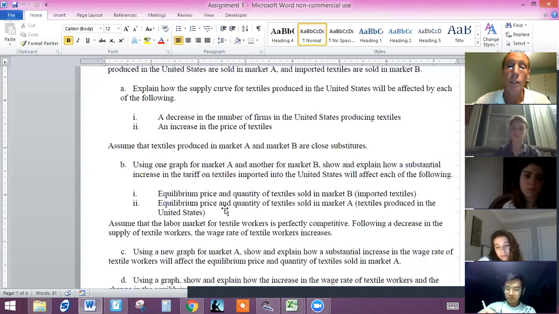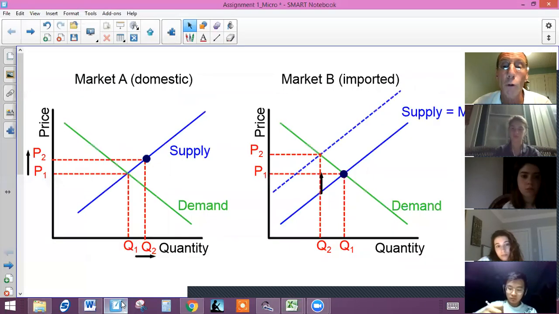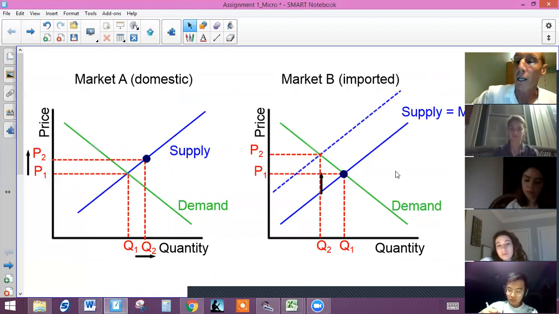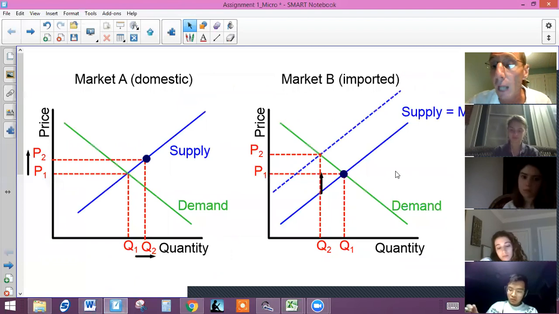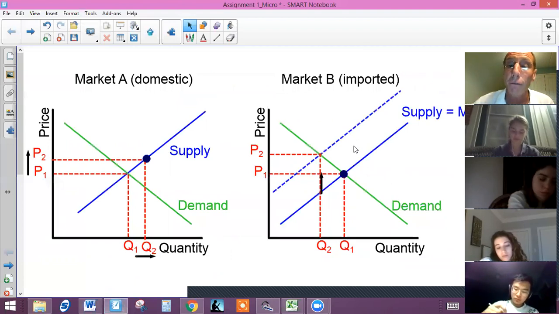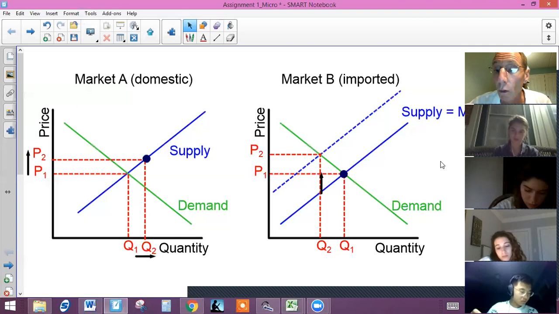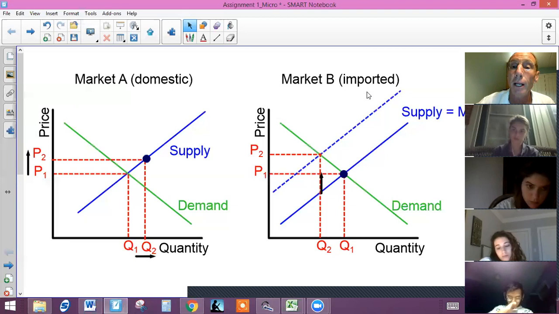Right, guys? Say I'm going to Walmart to buy my favorite pair of jeans because I know I can get them for $15, and because of this tariff on foreign-made jeans, now they're $20. Well, I'm going to go to the American-made brand and buy it for $19, right? I'm going to switch.